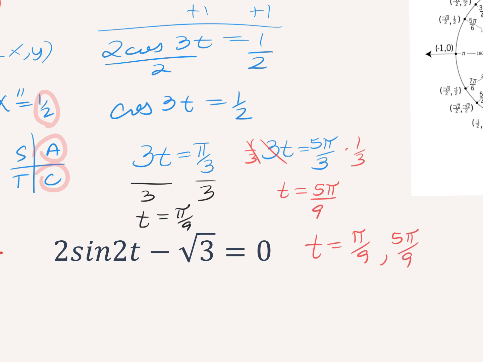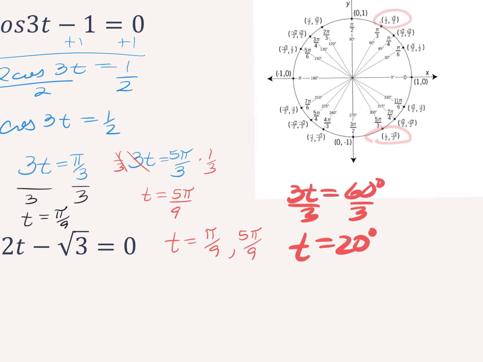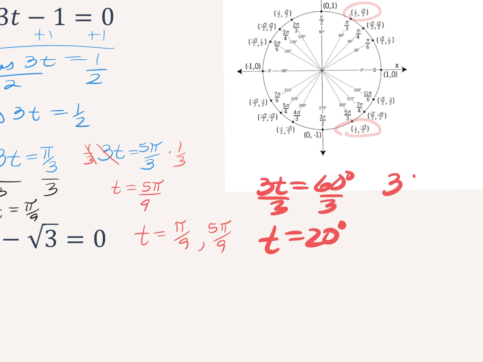You don't need to check this. If it were in degrees, 3t, pi over 3 is equivalent to 60. Divide by 3, t is equal to 20 degrees. And then same thing here, 3t, 5 pi over 3 is 300. Divide by 3, and t equals 100 degrees.